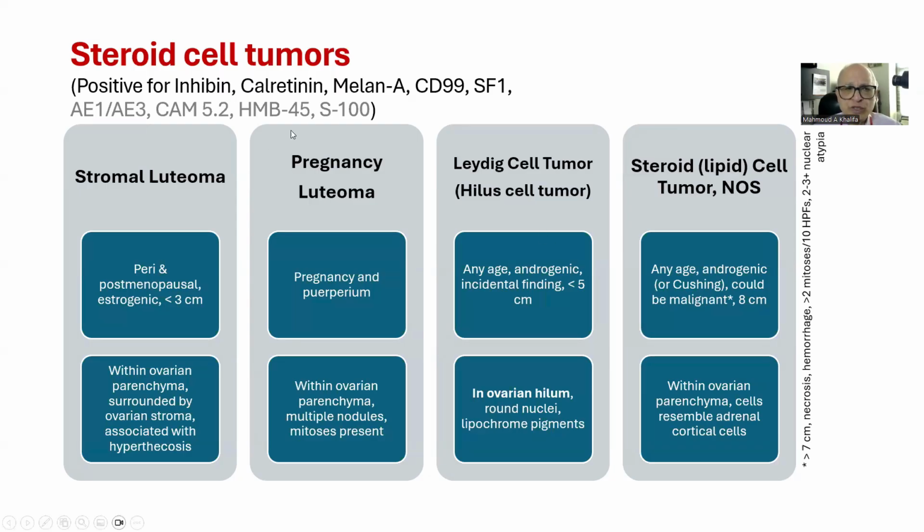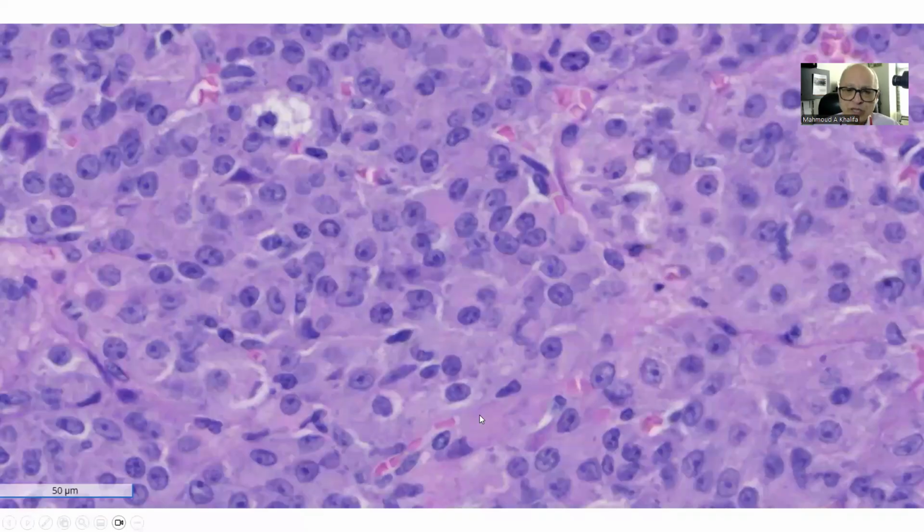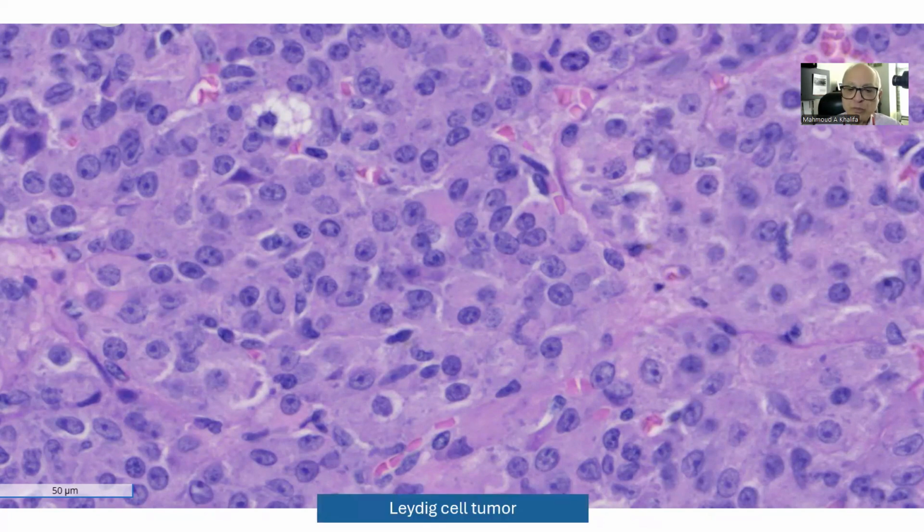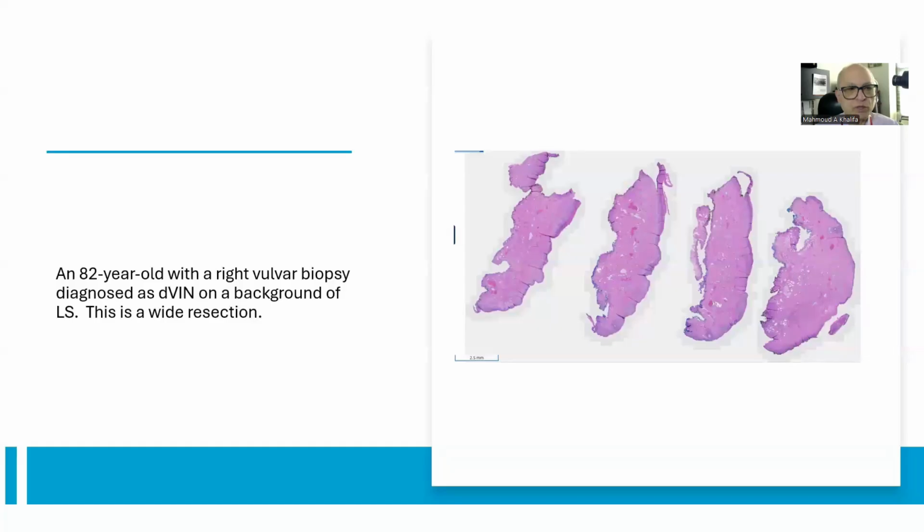I think since we don't have any of these histories, we are in the Leydig cell category. And here is high power to highlight the round nuclei. They are very monotonous. Each one has a prominent nucleoli because there's a lot of RNA. They are manufacturing steroids. And between the cells, you have these capillaries. The cytoplasm has these fine secretory granules. So that will be an example of a Leydig cell tumor.